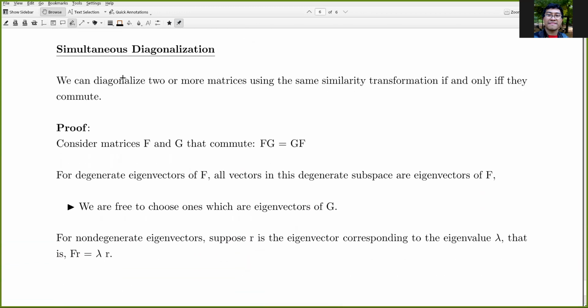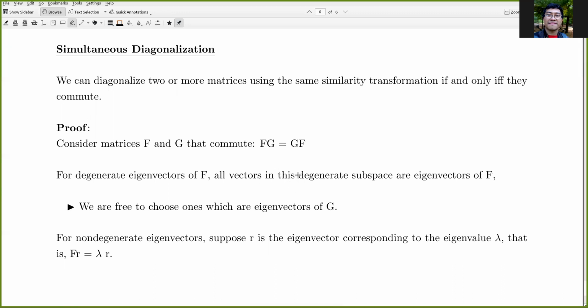Finally, let's consider the case where we can use one same similarity transformation for two or more matrices. This can be done if and only if they commute. To prove that, we consider matrices F and G that commute. In the case where we have degenerate eigenvectors of F, all vectors in the degenerate subspace are eigenvectors of F, so we are free to choose ones which are eigenvectors also of G. So they have the same eigenvectors.